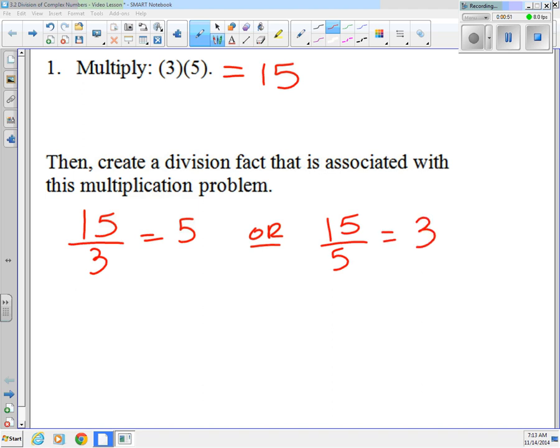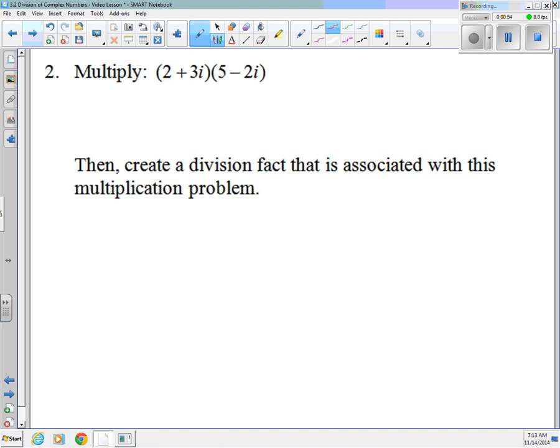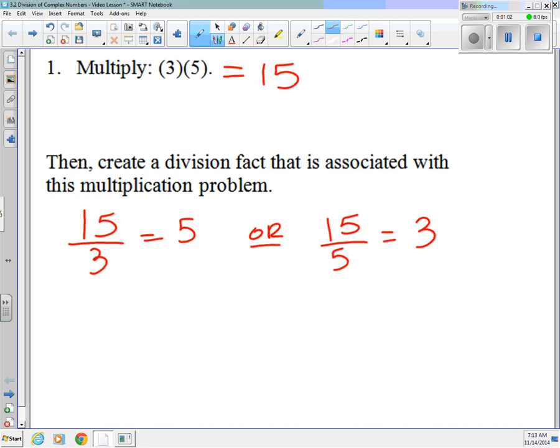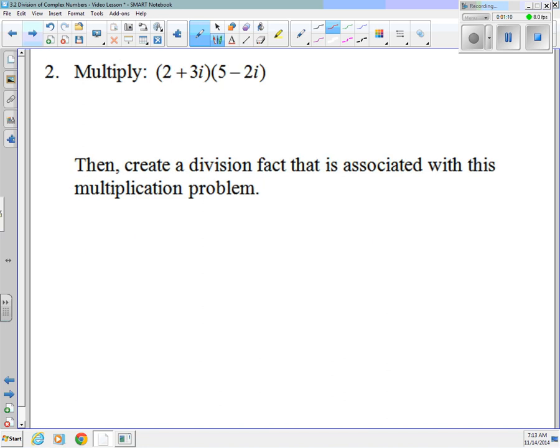Hopefully, no brainers there. It's a little different with complex numbers in the sense that it's not exactly the same process of dividing, but there's an analogous concept: if I know a multiplication answer, then from that answer I can get some division answers. For example, if we multiplied 2 plus 3i times 5 minus 2i, I would get 10 minus 4i plus 15i minus 6i squared.